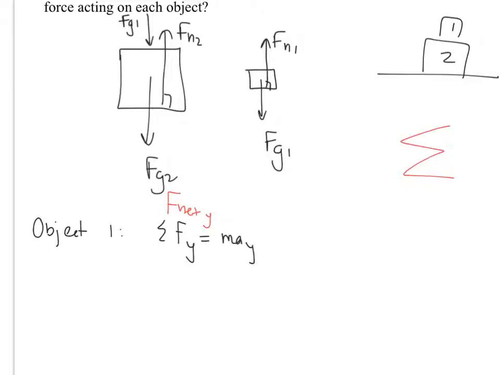What's that squiggly line? So the squiggly line means the sum of. You could do that or you could write F net. Either one. It's all right.